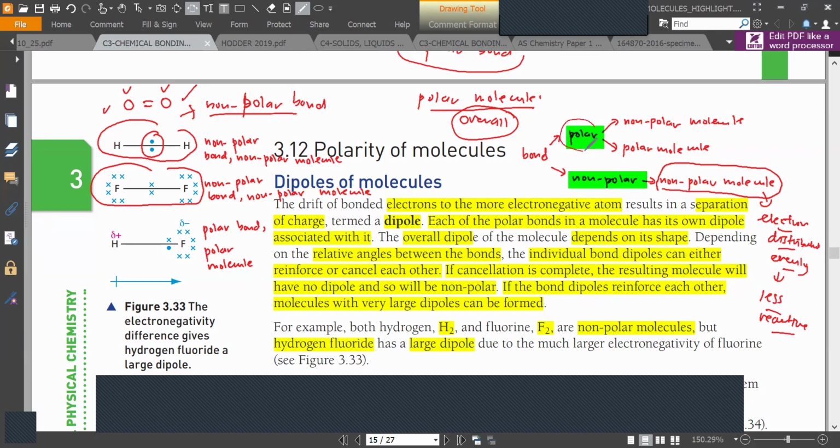How about a polar bond? With a polar bond, we can have two situations. It can give us a non-polar molecule or a polar molecule, so we'll see why. This one, HF, is a polar bond, and it's a polar molecule because overall the electron is concentrated at one side. It's an uneven distribution of electrons, concentrated on this side. So polar bond, polar molecule, no problem.